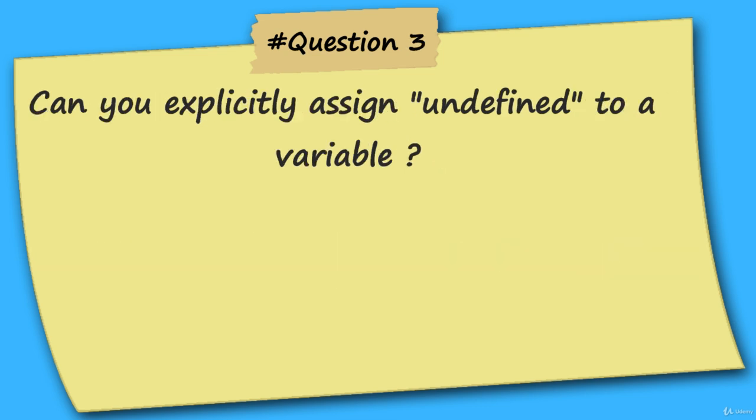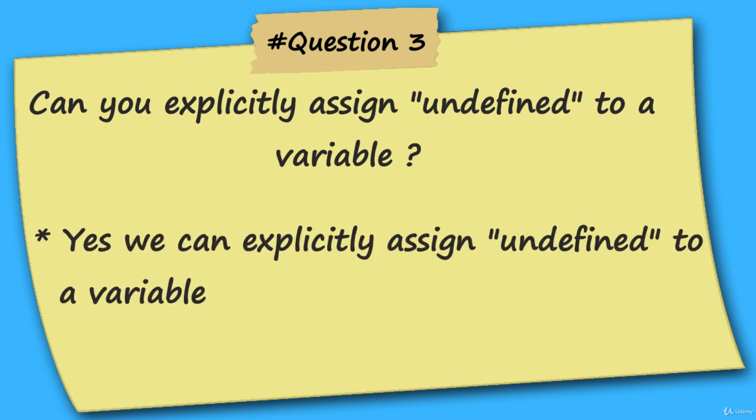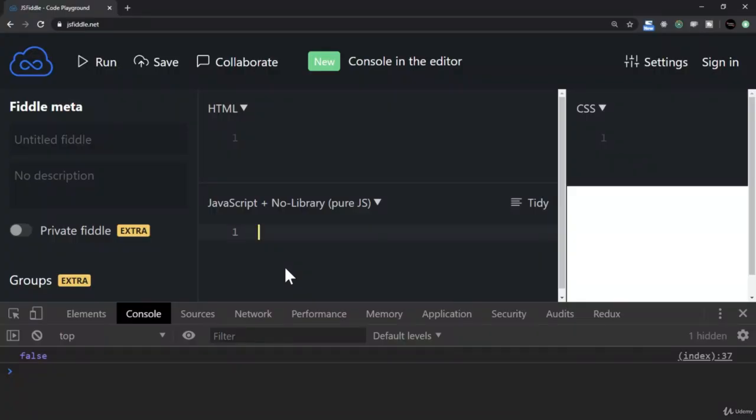Third question, can you explicitly assign undefined to a variable? Now here when I say explicitly, that means can I assign a value undefined to a variable? Yes, you can, because undefined itself is a kind of keyword which you can use. Let me show you by example. I can say let x is equal to undefined. So when you say undefined, remember I'm not using any single quotes or double quotes, right? Otherwise it will be a string.